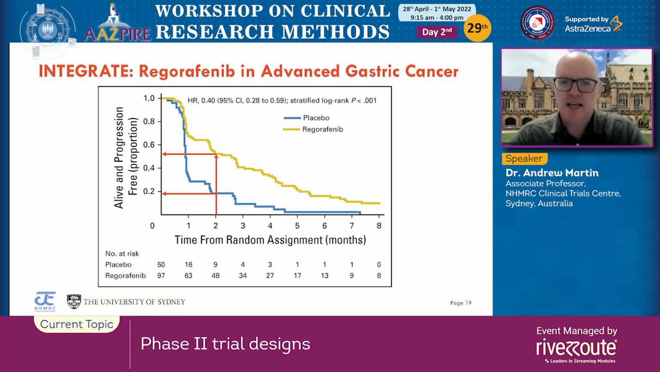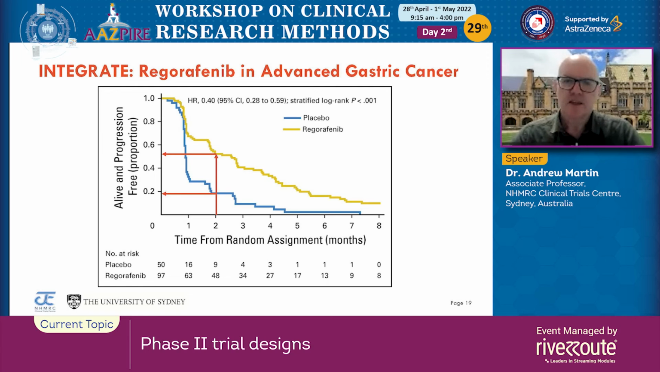Now, what actually happened was, if you look at the blue line here, this is the PFS curve. The blue line is for placebo. The 2-month PFS in the placebo arm was much lower than 0.5. It was closer to 0.2. So this is an example of how our calibration arm has revealed that our pre-specified benchmark of a 2-month PFS of 0.5 was way off.